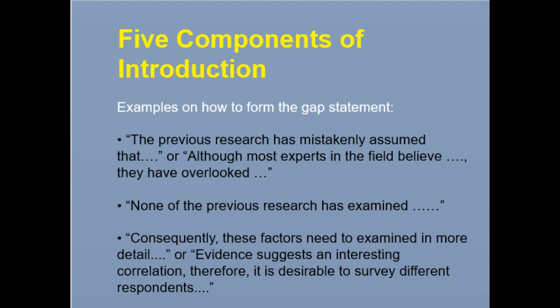Example number one: the previous research has mistakenly assumed that, or although most experts in the field believe, they have overlooked a certain thing, and you just have to continue that one in your statement. What is the thing that is overlooked in the previous researches? Another is, none of the previous research has examined particular variables, for example. So you have to state that particular area in which previous researches have failed to examine.